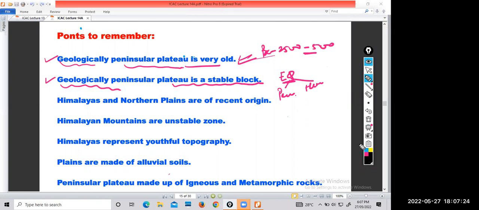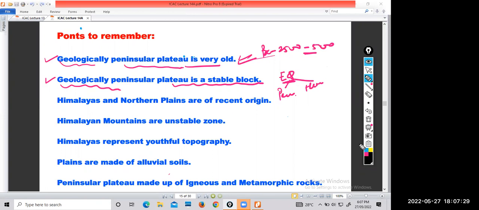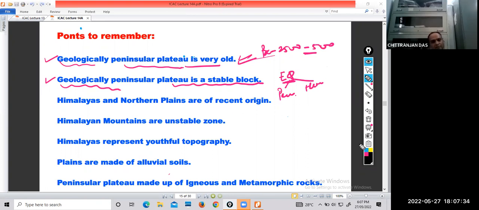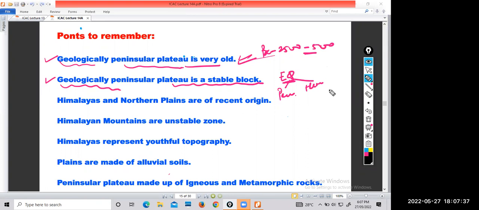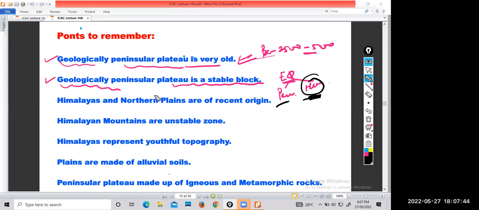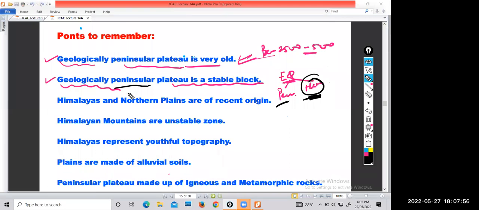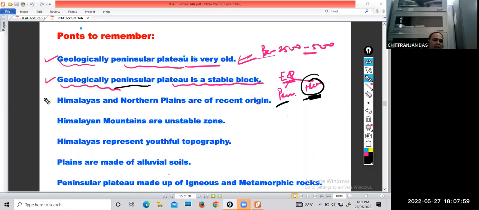No, sir. Second point, I am asking this question to everyone. Say what you know. Tell me, do earthquakes come more in the peninsular plateau or in the Himalaya? Himalaya. Very good. So that means which is more stable, peninsular or Himalaya? Peninsular. Very good. So now is it clear to everyone? Everyone, yes or no? Yes, sir.